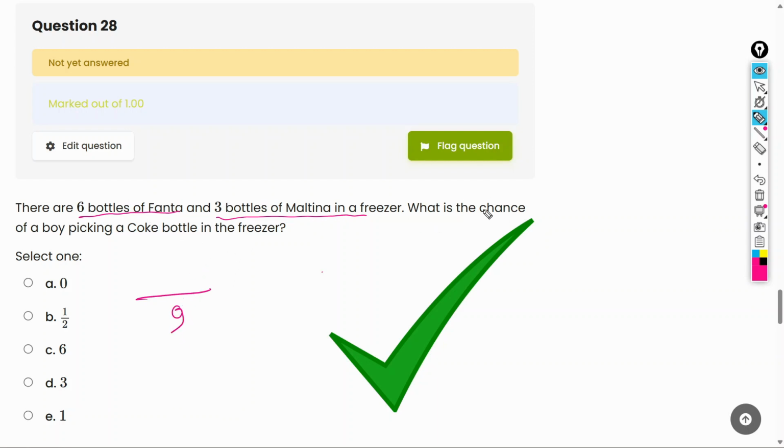And then what is the chance of a boy picking a Coke? There's no Coke here, so that's 0. So 0 out of 9 is 0.